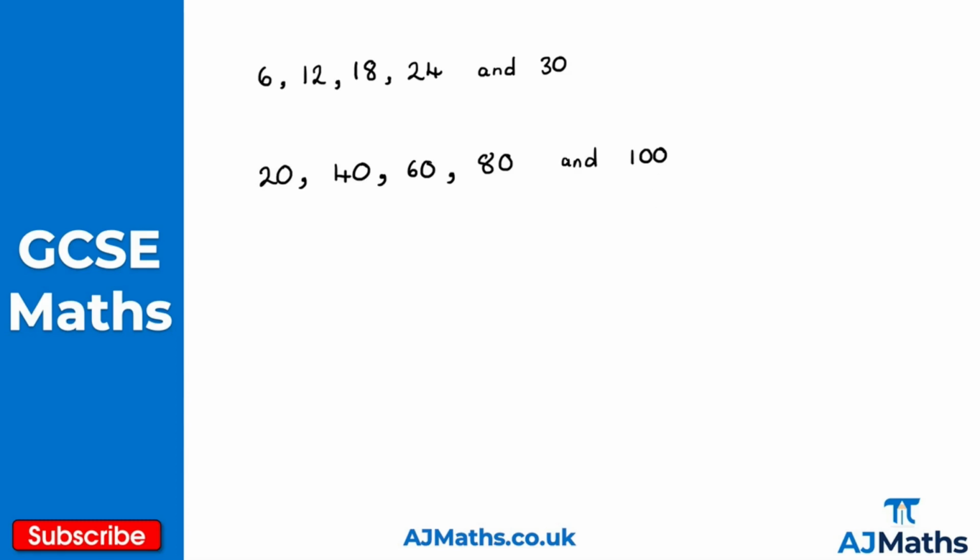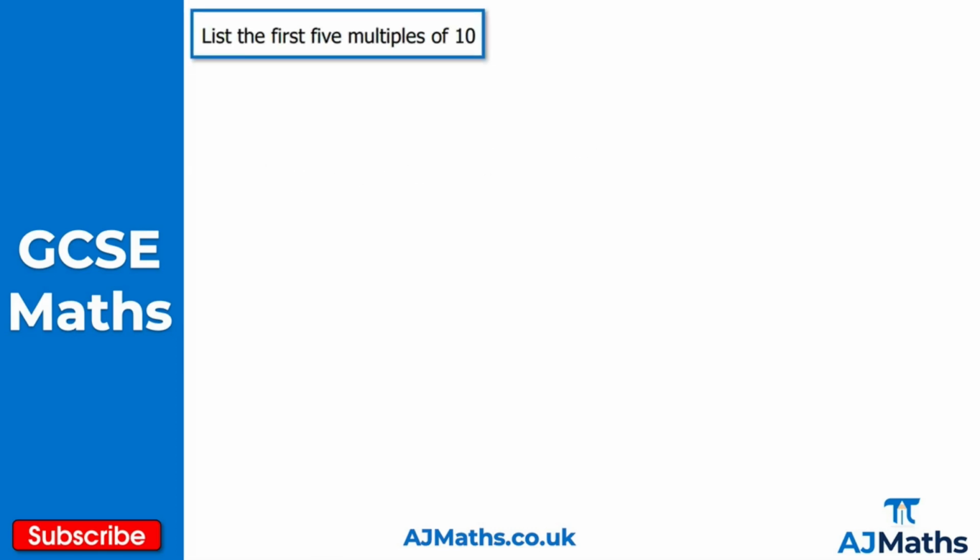So what we're going to do now is take a look at some practice questions for multiples. If we start off with question 1 here, we're asked to list the first 5 multiples of 10. If we think about our definition for the multiples of a number, in this case we're just looking for the first 5 numbers in the 10 times table. So hopefully nice and straightforward. What I'm going to get here is 10, 20, 30, 40, and then finally we'll get 50 there.